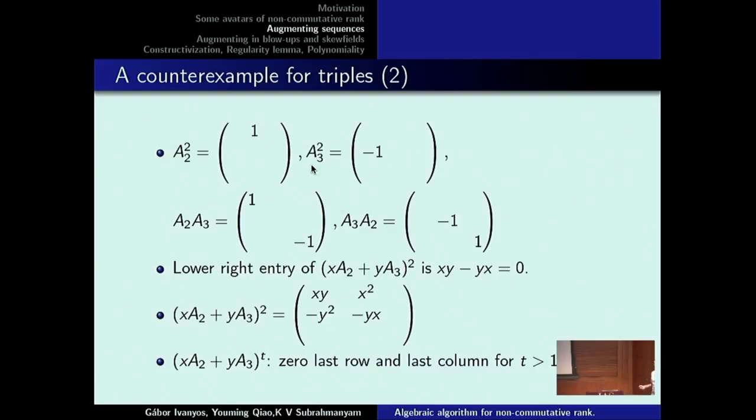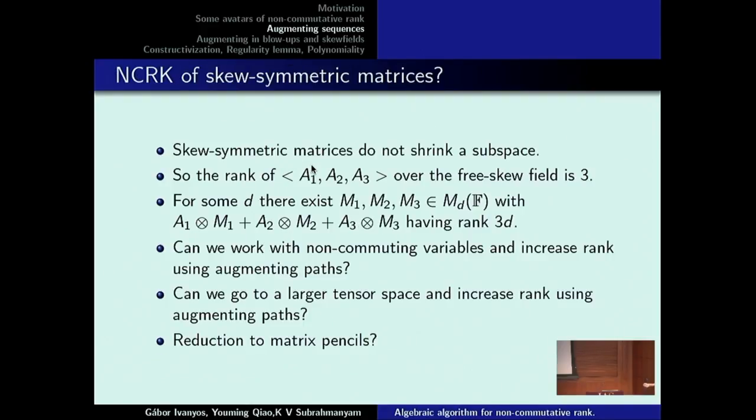It does not work, and it cannot work. And therefore, the last column, when I raise it to any power, I will only observe a zero here. But of course, we know that skew symmetric matrices do not shrink a subspace. So how can we discover that? Yeah.